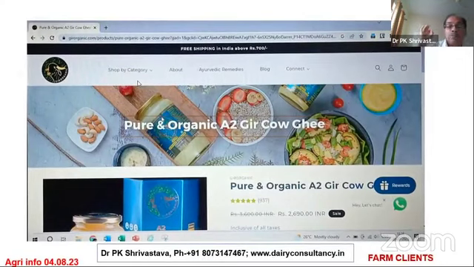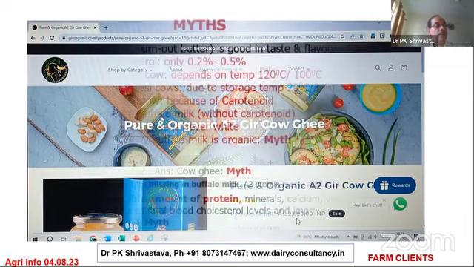Now look at how beautifully this gentleman has befooled people. Pure and organic A2 Gir cow ghee. Suppose tomorrow FSSAI comes with any regulation, they cannot catch him. He is not telling he is A2. He is telling A2 Gir cow, and Gir cow is A2. It is correct. Then he is selling at about 2,800 to 2,690 rupees. It was selling up to 3,600. Now it has come to 2,000. See here, 2,690.